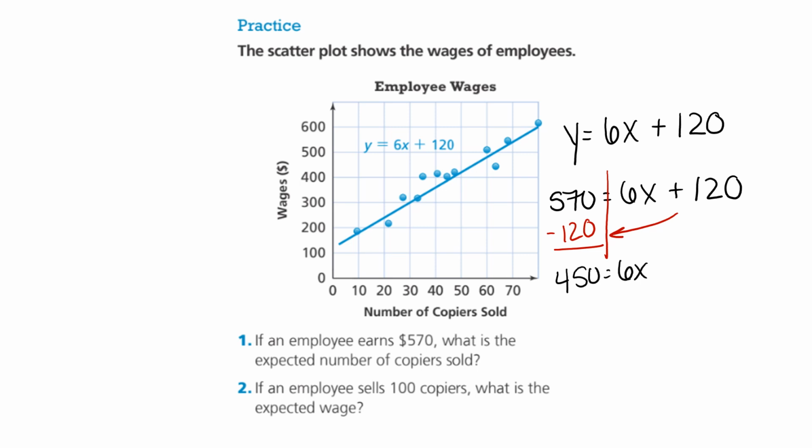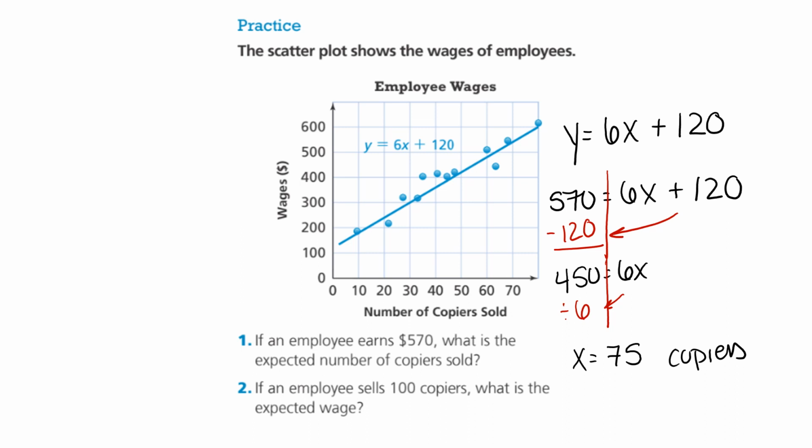Our final step is to divide our two values. The 450 divided by the 6 gets us a value of 75. So x equals 75, 75 copiers.